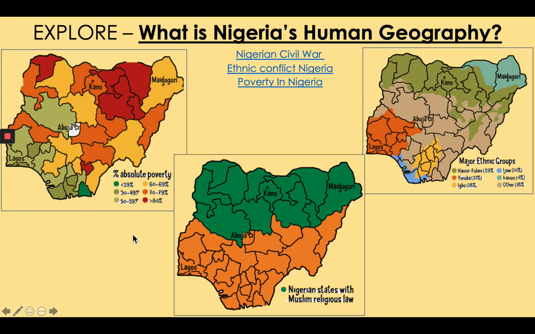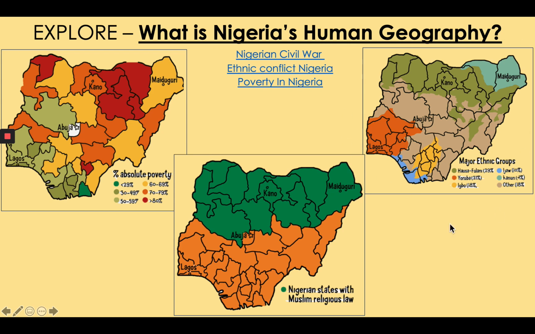So let's review. North and northeast of Nigeria, much poorer than south of Nigeria. Why? Because the British invested in and built up infrastructure in the south, but they didn't do so in the north. North of Nigeria is mostly Muslim. South of Nigeria is mostly Christian. The richest city, Lagos, is in southwest Nigeria, mostly Christian.